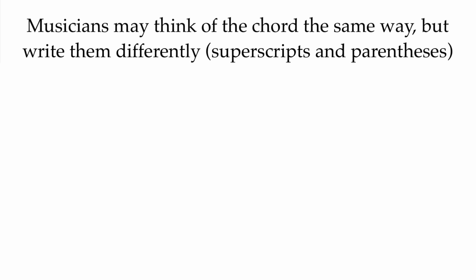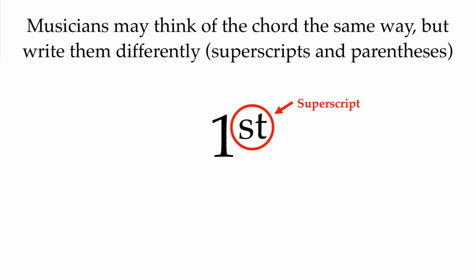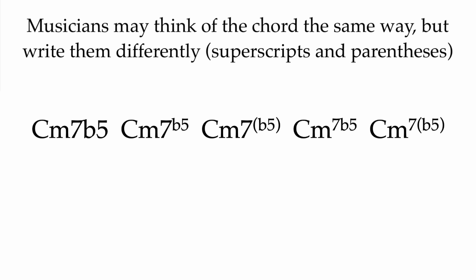Additionally, as far as symbols go, musicians may think of the chord the same way, but write them differently with different uses of superscripts and parentheses. A superscript is a number or letter written slightly above another character, like in 1st, so the ST is a superscript. You can have 5 different musicians write out C minor 7 flat 5 differently. You can have C minor 7 flat 5 with no superscripts. You can have it with the flat 5 superscripted but not the 7. You can put that superscripted flat 5 in parentheses. You can have both the 7 and the flat 5 superscripted, and you can have that flat 5 in parentheses. These are all the same chord, just different ways of writing it, depending on what pocket of the music world you're in.